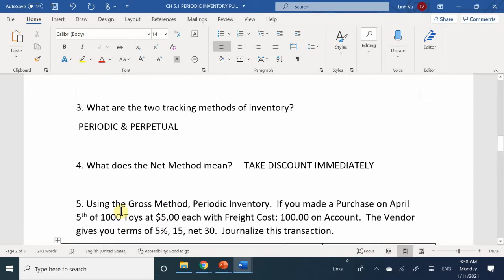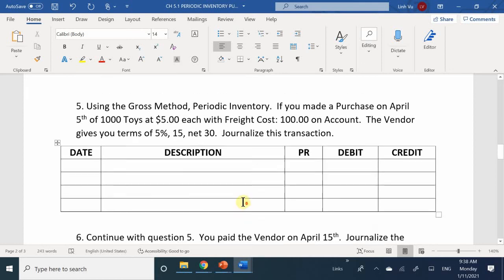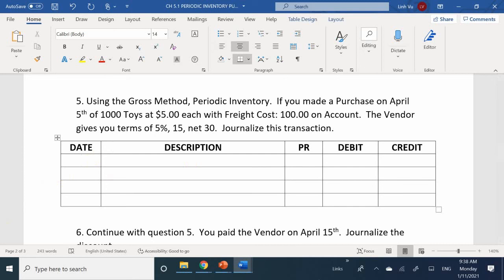So using the gross method, okay, periodic inventory, if you made a purchase on April 5th of 1,000 toys at $5 each, okay, with freight costing $100 on account. The vendor gives you terms of 5%, 15 net 30. So journalize this transaction. So what was the date? Purchase expense date April 5. Say that again. April 5th. Okay. April 5.